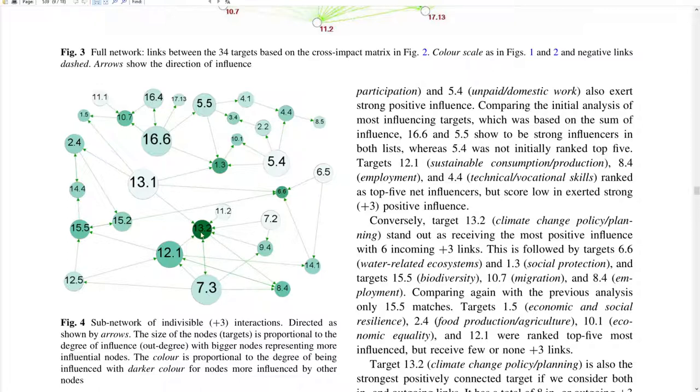The other information here is the darker the color, the more influenced by others the target is. So this is the most influenced or positively influenced target by others. And again, we only took plus 3 interactions. So all the arrows or the links that you see, they're actually plus 3 interactions. So this is the most influenced or positively influenced target by other targets.